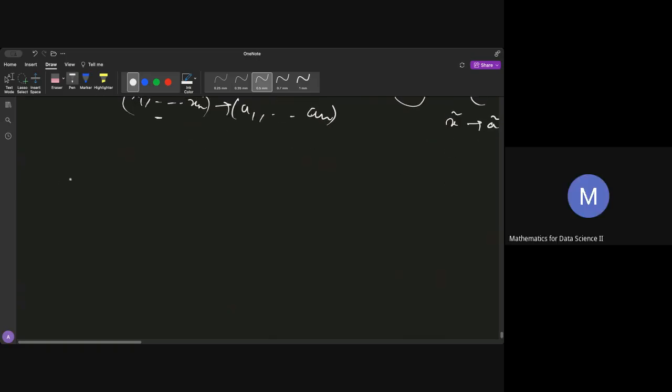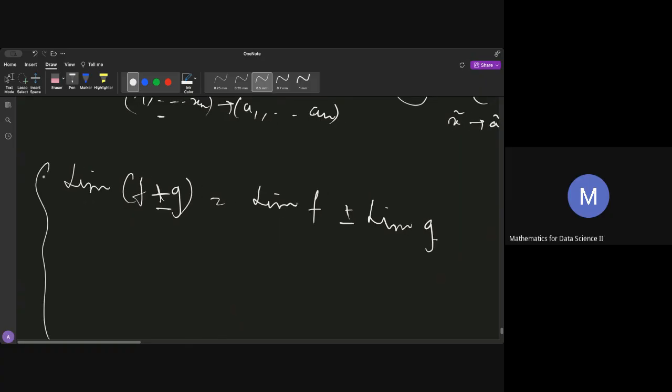Then the basic ones: the limit of f plus g is the same as the limit of f plus the limit of g. The limit of f minus g is the same as the limit of f minus the limit of g. Similarly, you have the multiplication rule, which says the limit of fg is the same as the limit of f times the limit of g.